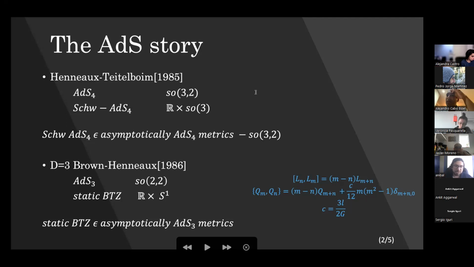Another special example is in 3 dimensions, because AdS3 has a symmetry group of SO(2,2), but static BTZ, like the case before, has another one. But when we study the BTZ solution asymptotically, we find a bigger, infinitely bigger group. Also, here we can see that the charge algebra is just two copies of Virasoro with a central charge, which is important if we want to analyze the microstates of the black hole. Next.